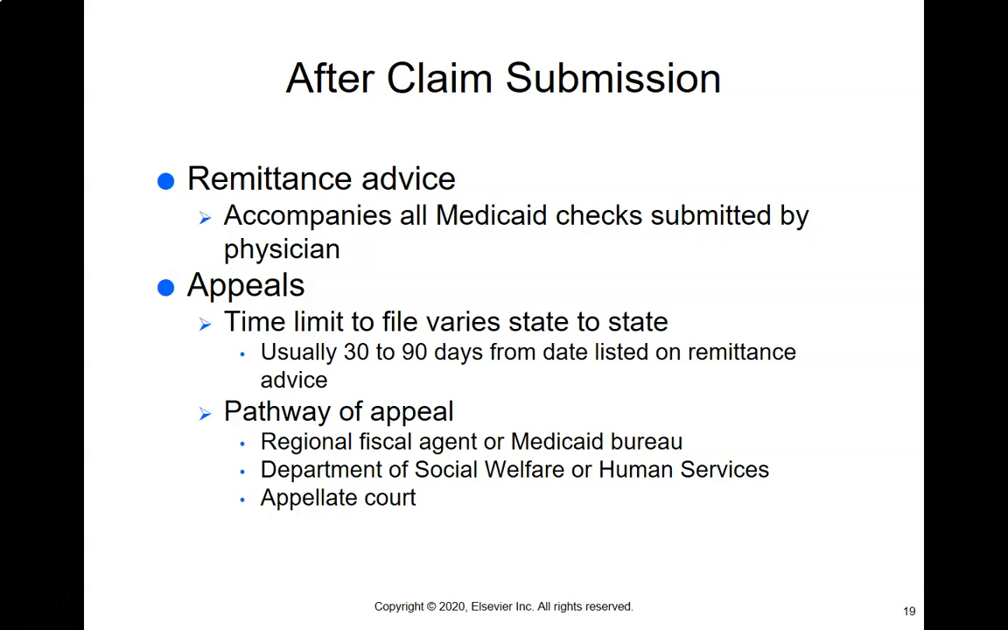Appeals: the time limit to file varies from state to state, usually 30 to 90 days from the date listed on the remittance advice. The pathway of appeal is first to either the regional fiscal agent or the Medicaid Bureau, next to the Department of Social Welfare or Human Services, and then to an appellate court that evaluates the decisions by local and government agencies. At each level, an examiner looks at the case and makes a decision.